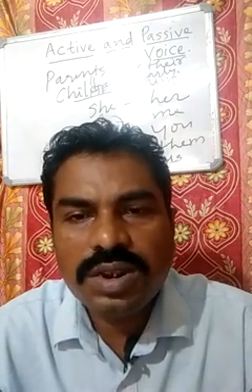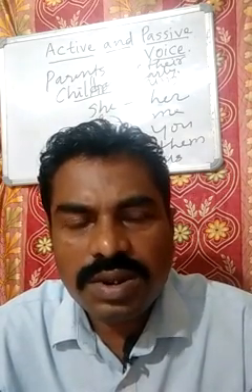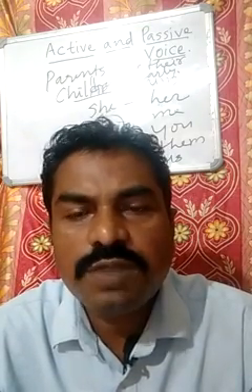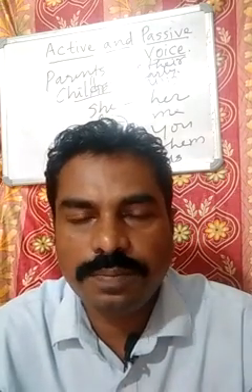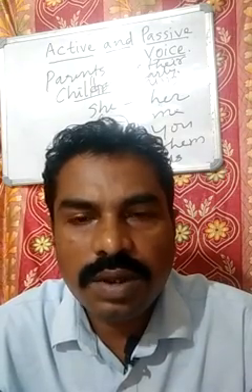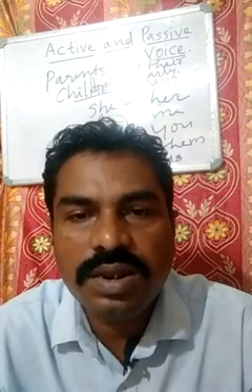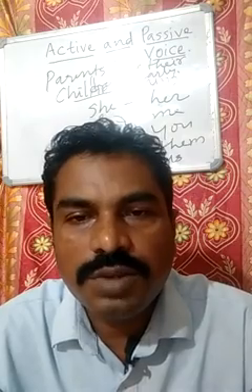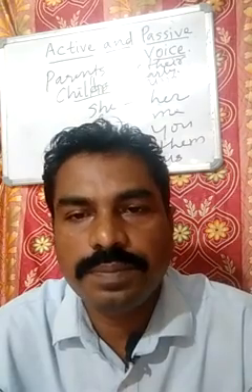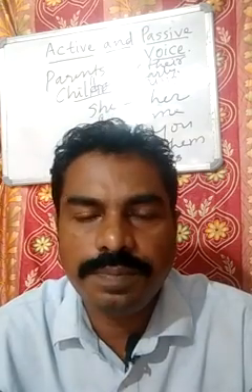In the present continuous tense, we have subject plus am, is, are once again plus being, B-E-I-N-G, plus verb 3 plus by plus object. I repeat once again: subject plus am, is, are plus being plus verb 3 plus by plus object. Now if the sentence is "He is reading a book," when you change it: "A book is being read by him." "He is playing tennis." "Tennis is being played by him."